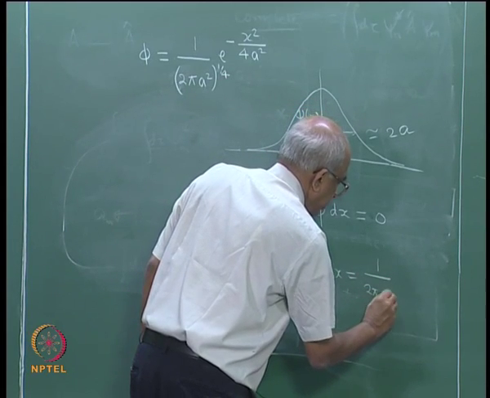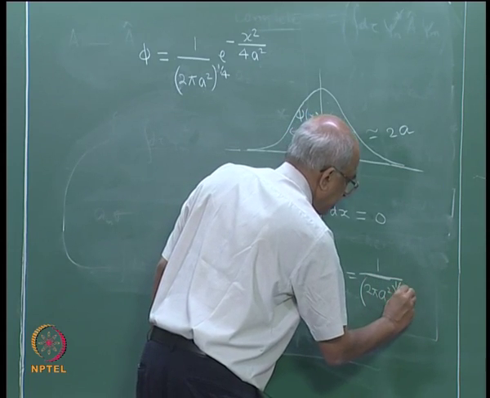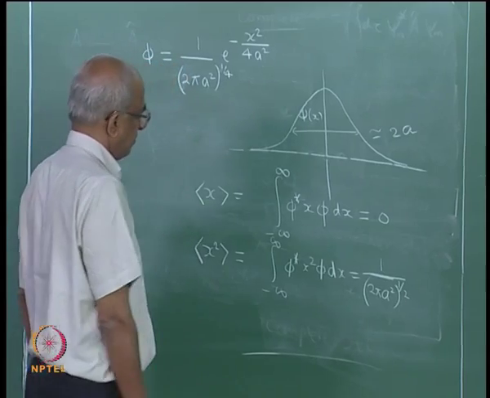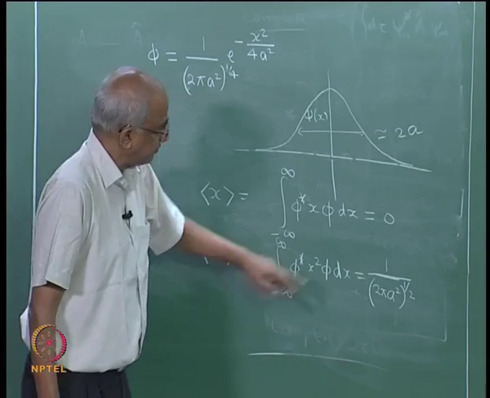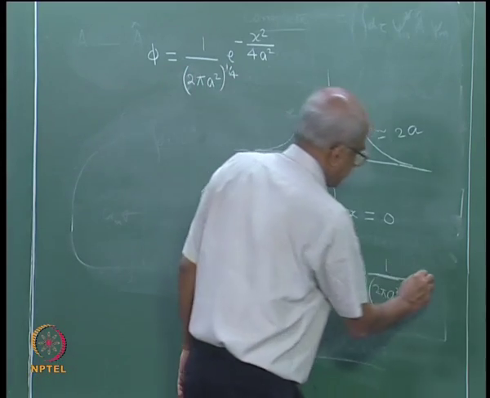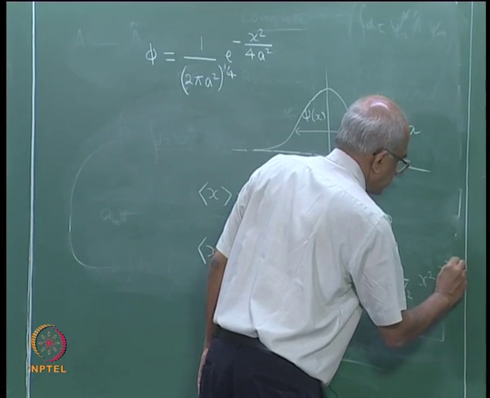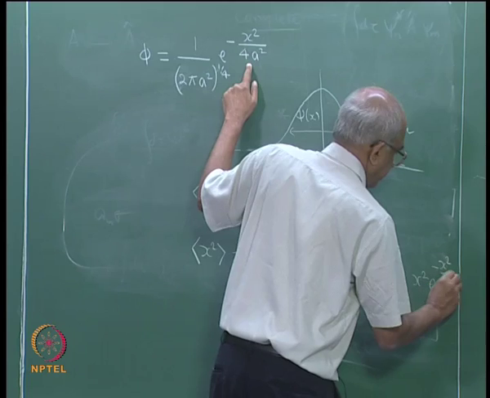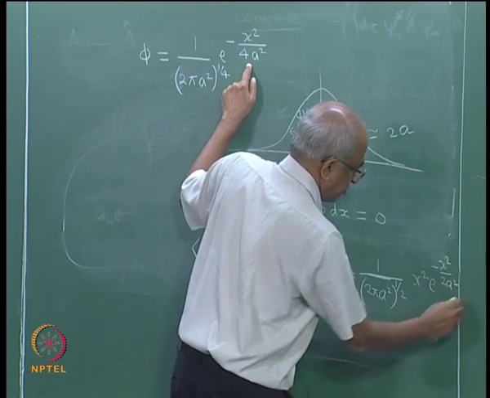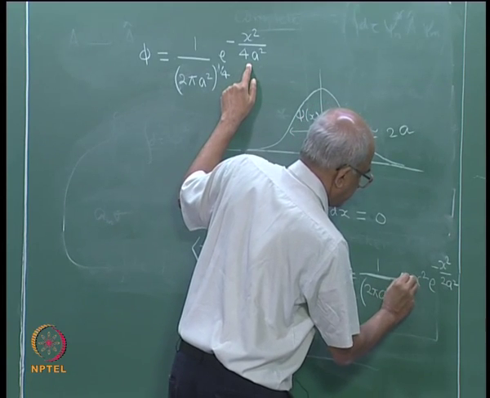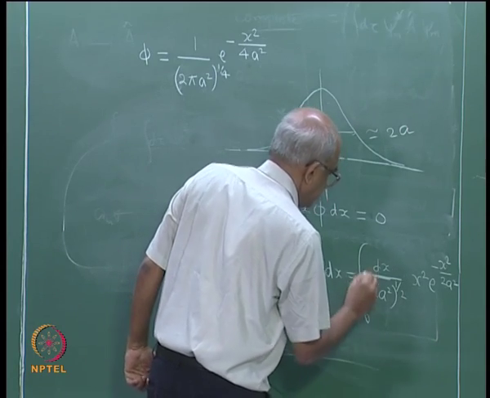1 by 2 pi a square to the power of 1 by 2, that is coming from phi star phi. Then I will have x square e to the power of minus x square divided by 2a square, and well, I do not have space. So, maybe I will put a dx here and integrate from minus infinity to plus infinity.